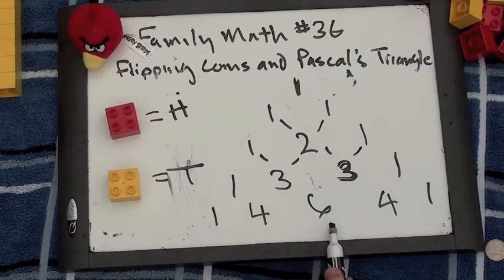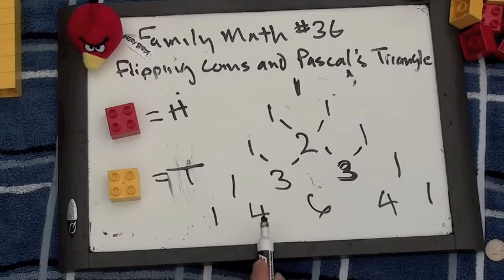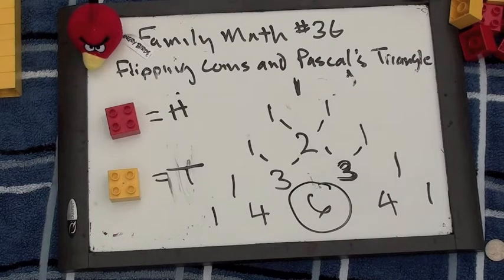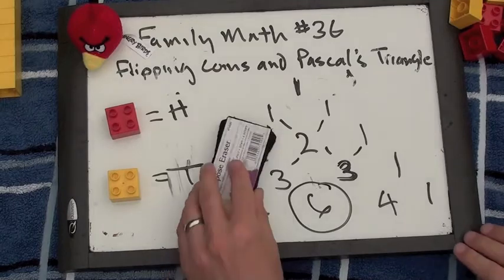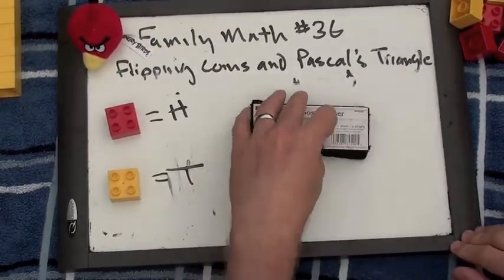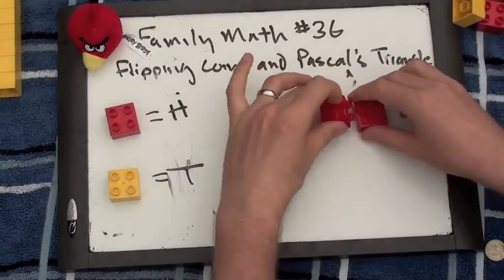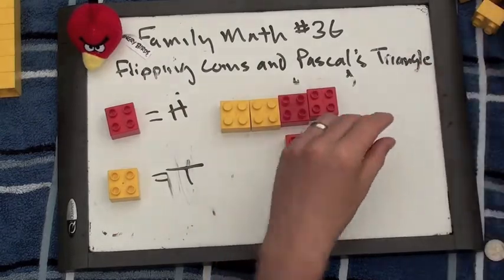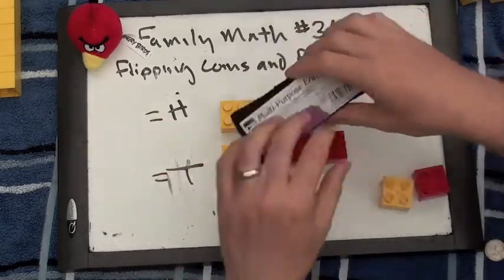But this should tell me that when I flip 4 coins, there are 6 ways to get 2 heads and 2 tails. Let's see if we can figure out all 6. So here's 2 heads and 2 tails. I'm going to give you 6 opportunities for 2 heads and 2 tails.